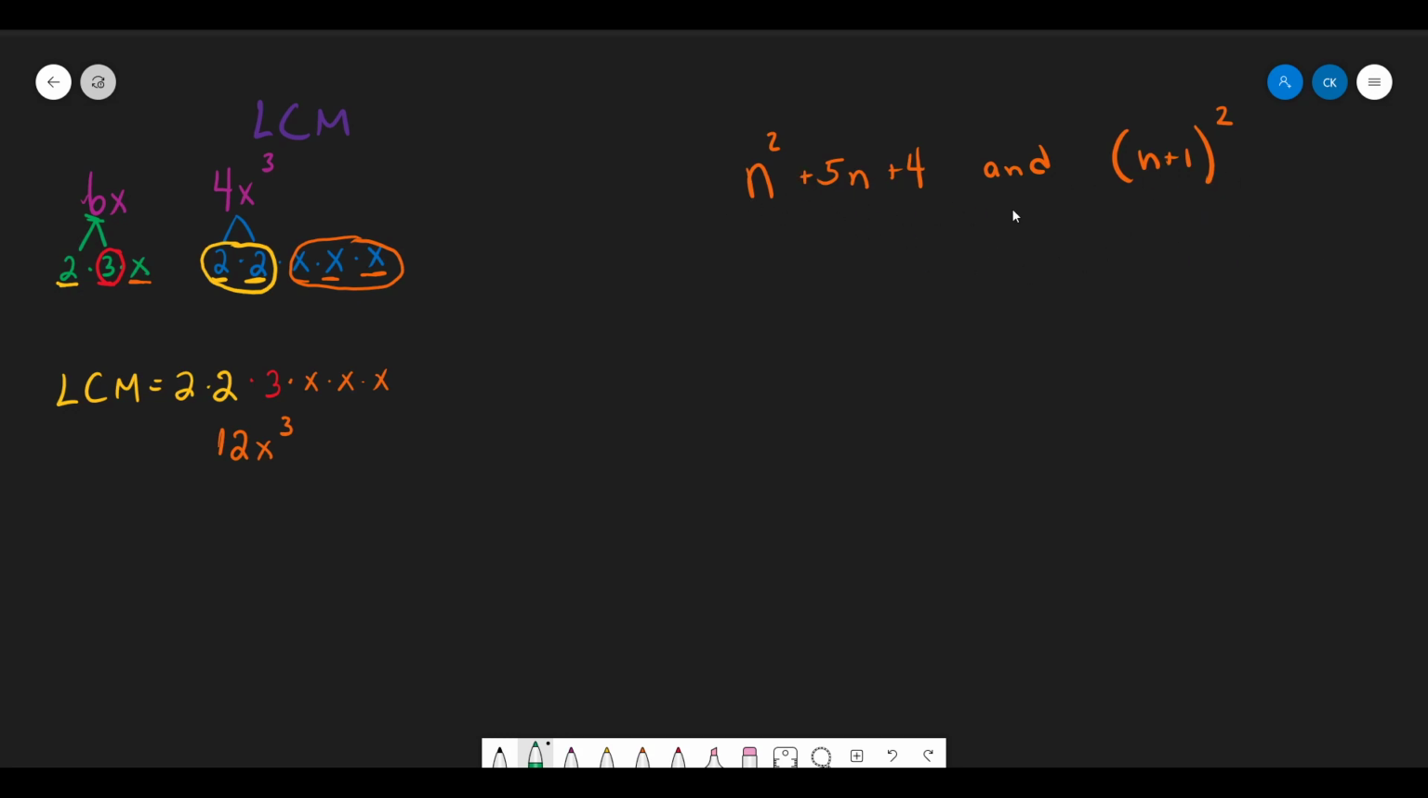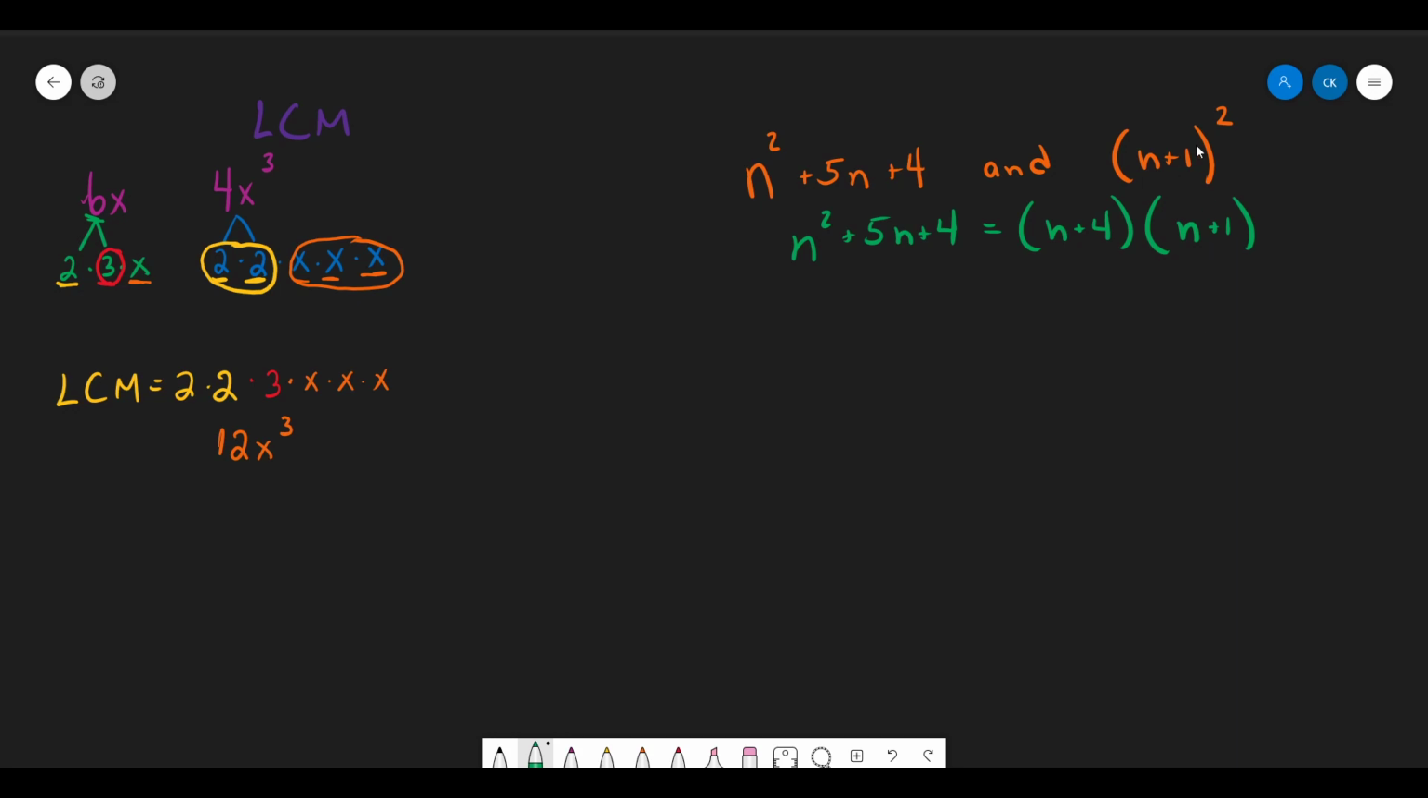So I'm going to take the n squared plus 5n plus 4, and I'm going to factor that, meaning, again, two numbers that multiply to get 4 and add to get 5, that's going to be 4 times 1. So this is going to factor to be n plus 4, n plus 1.